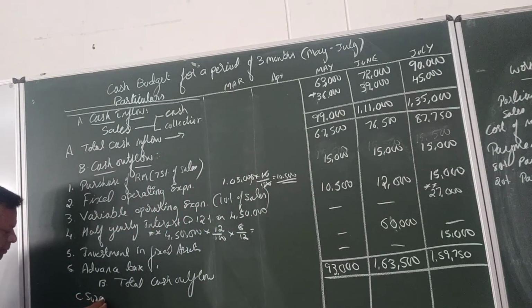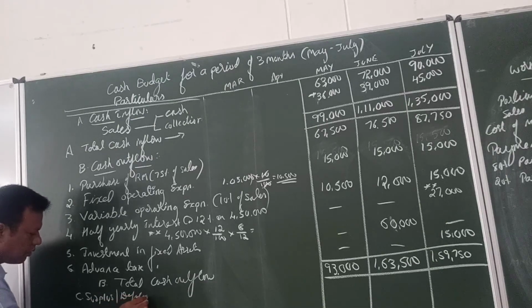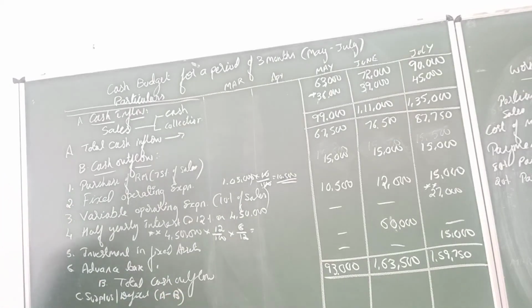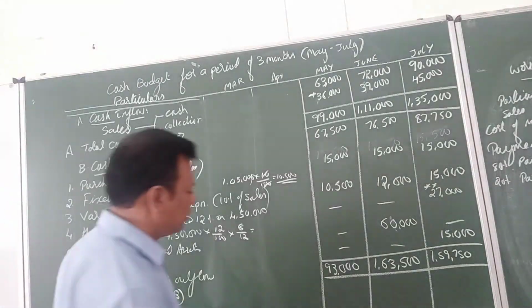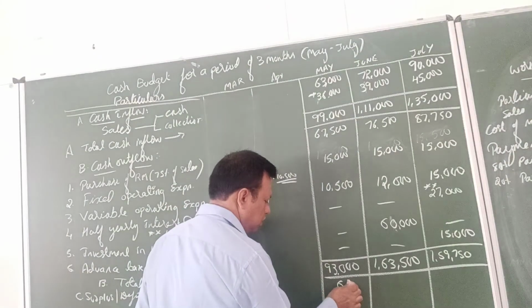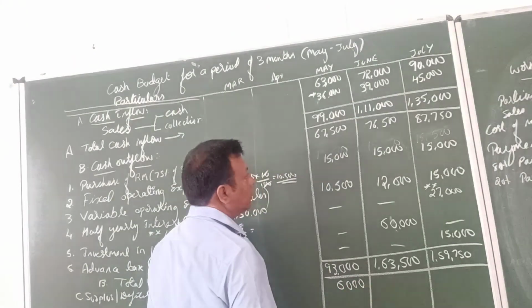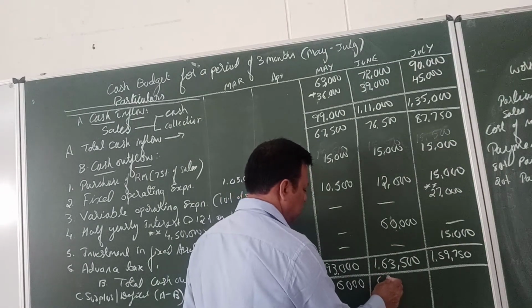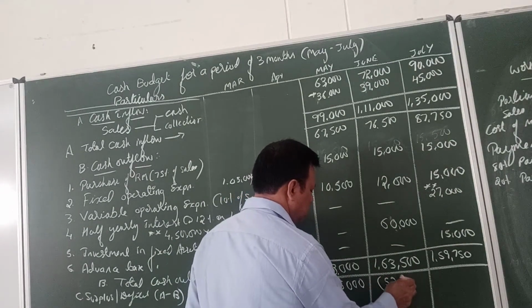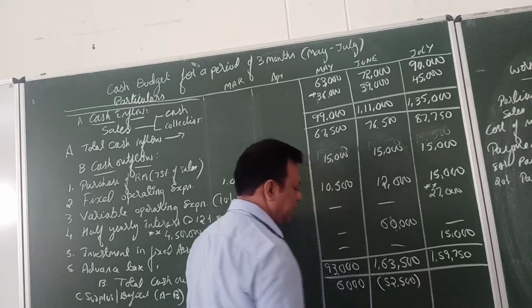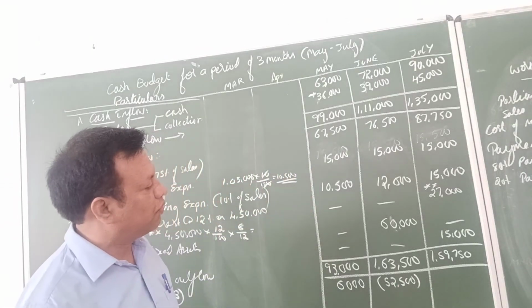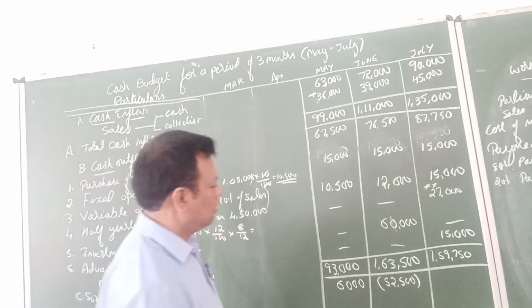Surplus slash deficit. How to find surplus slash deficit? A minus B. So 99,000 minus 93,000. So it comes to 6,000. Then 1,11,000 and 1,60,000. Minus, right? So then 1,35,000, 1,59,750.